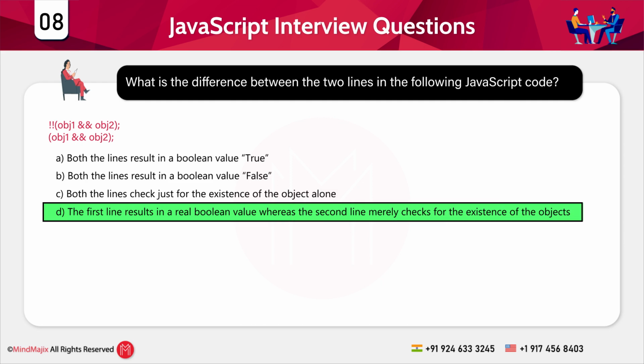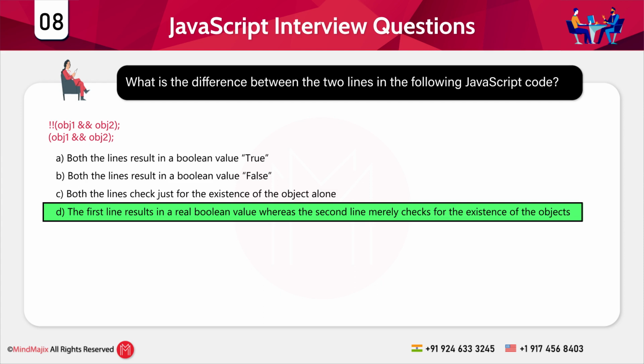The first line returns the real Boolean value because you first negate what is inside the parenthesis because of the exclamation symbol, but then immediately negate it again. So it's like saying something is not true, making it true.